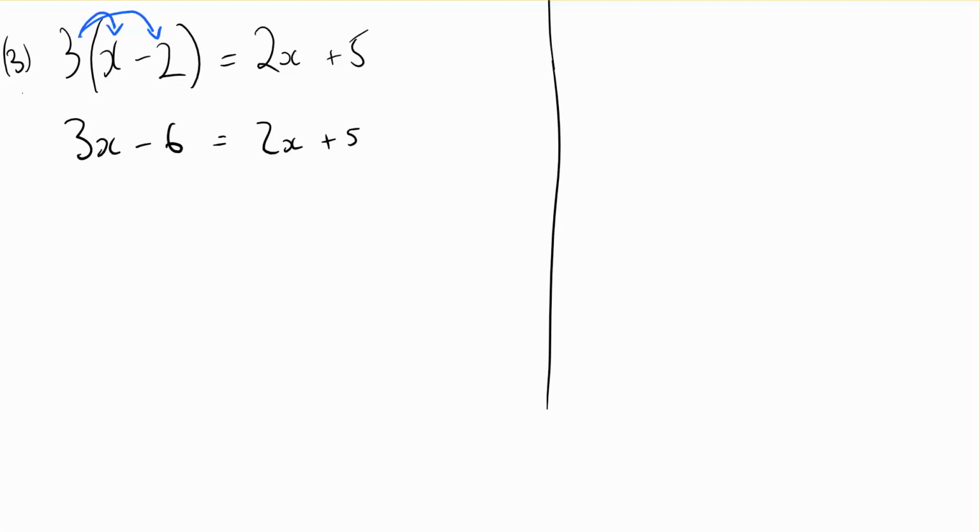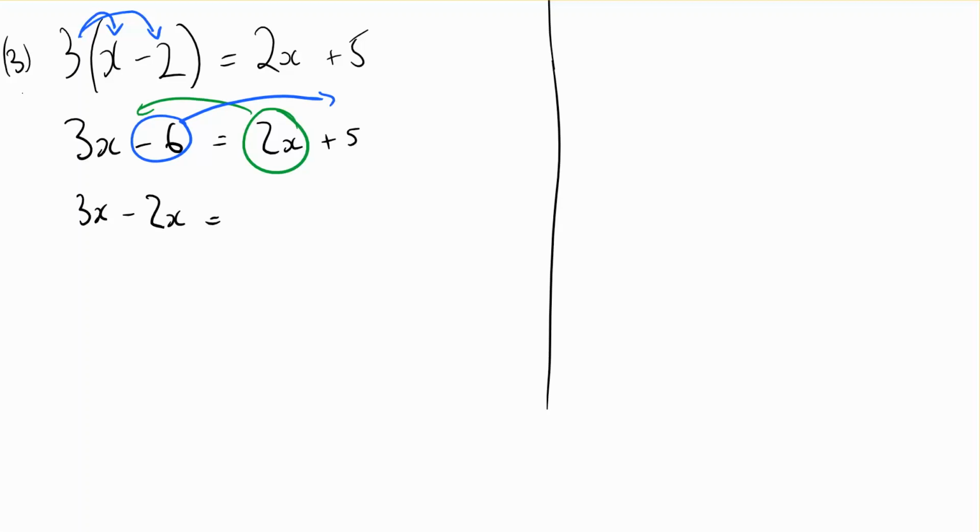So what do we have to do first? We need to move the x terms to the left-hand side. So we're going to move this one over here. 3x was there first, so put it there first. We didn't move that. What's the opposite of plus 2x? It's minus 2x.